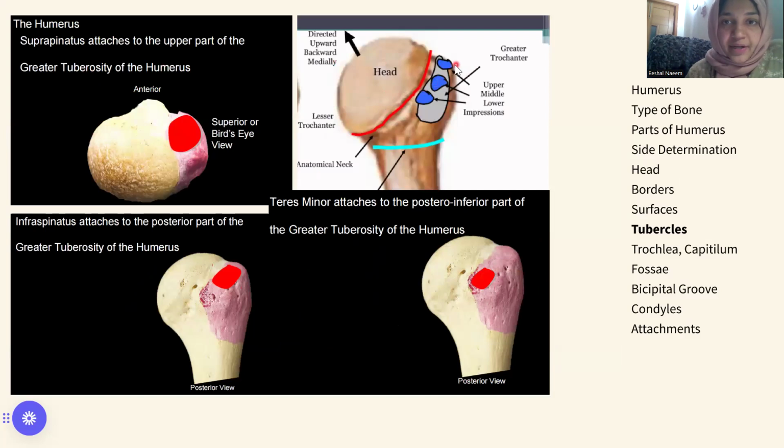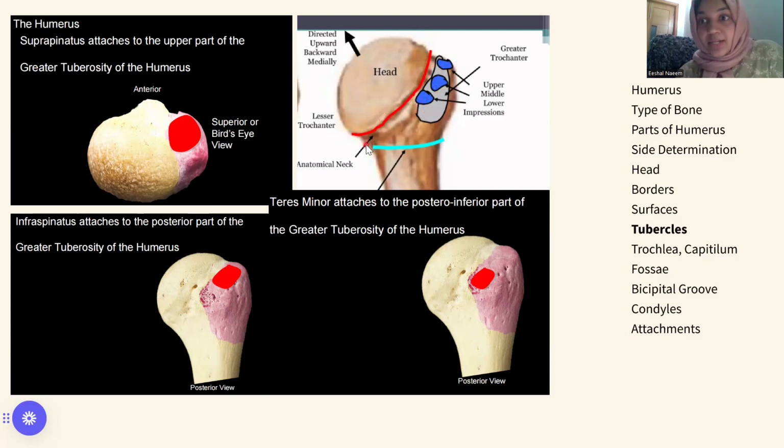Now, here you can see that the greater tubercle has 3 impressions. The supraspinatus attaches to the most upper, most anterior part. Then the posterior part is attaching the infraspinatus, and the teres minor is attaching the posterior inferior part, right? So SIT: supraspinatus, infraspinatus, teres minor.